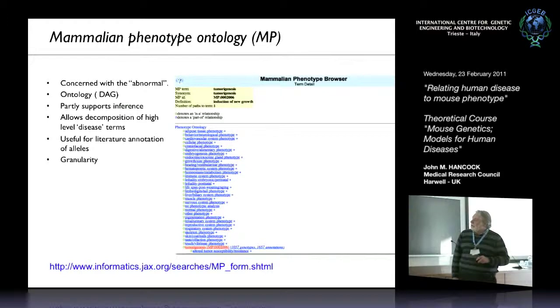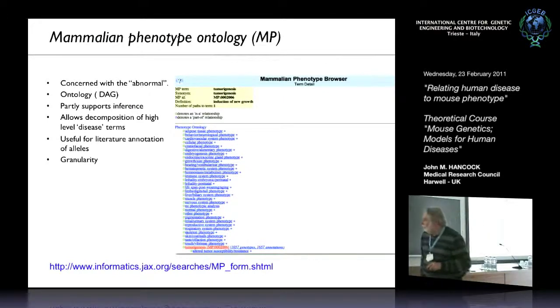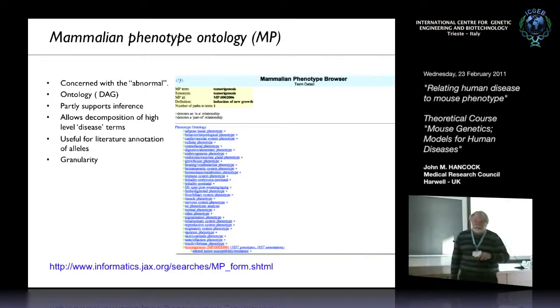It, to some extent, supports inference. So, for example, things about tumours will be classified under tumorigenesis. So you can infer that that's about tumorigenesis. So that's useful. And of course, it's useful for literature annotation because that's what it's been designed for. So it's pretty useful for many things.